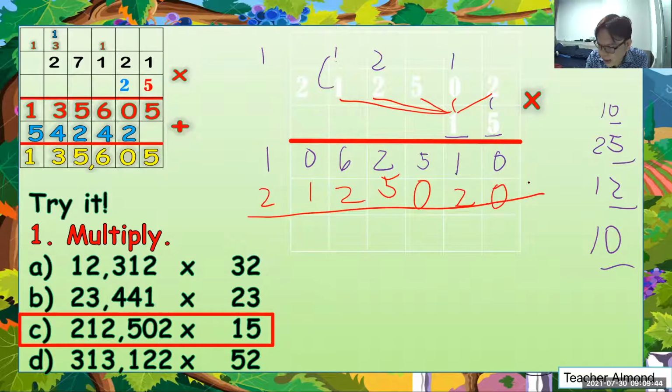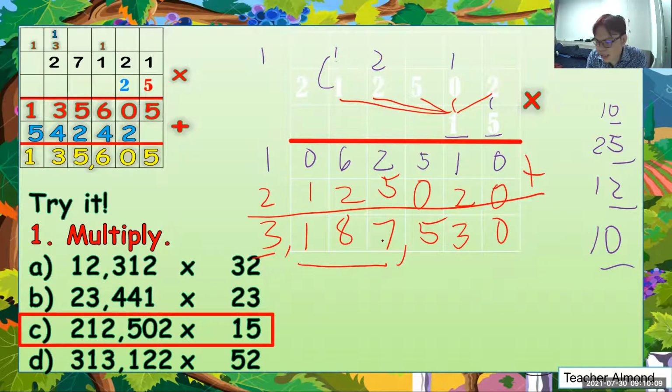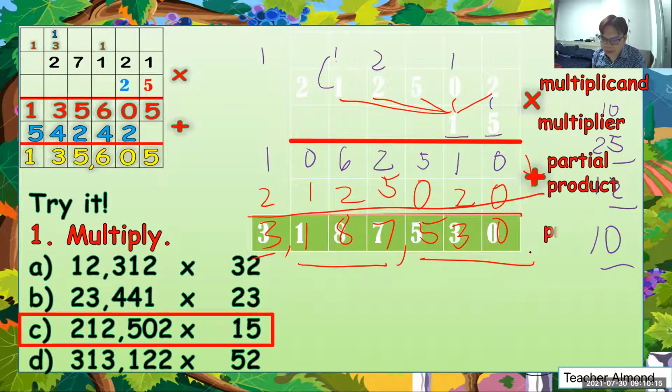Then add them up. 0 plus 0, 0. 1 plus 2, 3. 5 plus 0, 5. 2 plus 5, 7. 6 plus 2, 8. 0 plus 1, 1. 1 plus 2, that is 3. Okay, then divide the number by 3: 1, 2, 3. 1, 2, 3. Okay, you have 3,187,530.